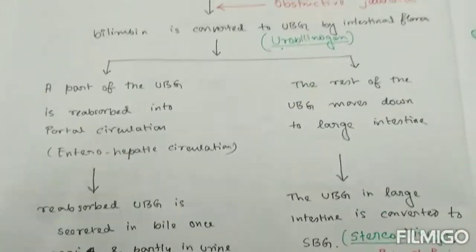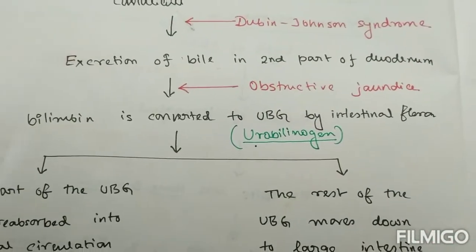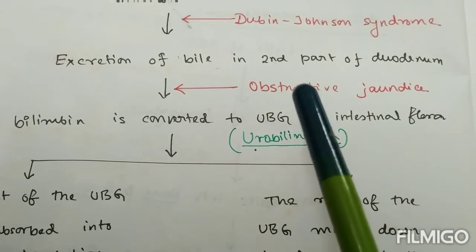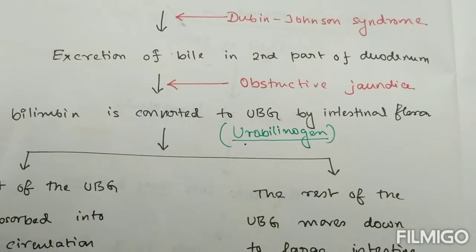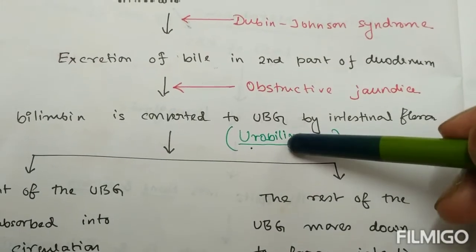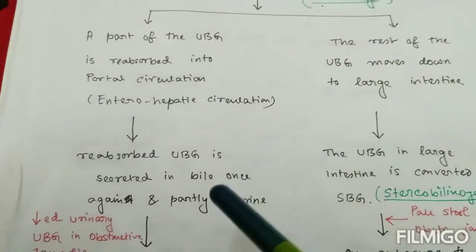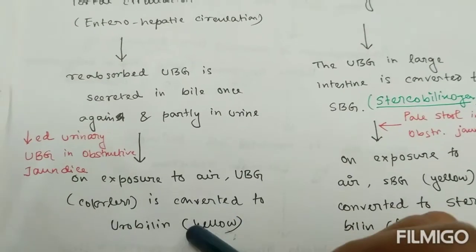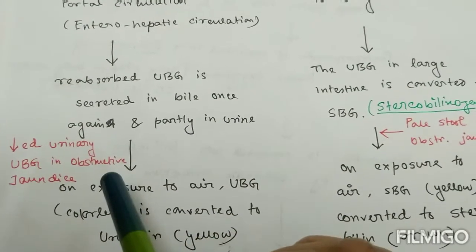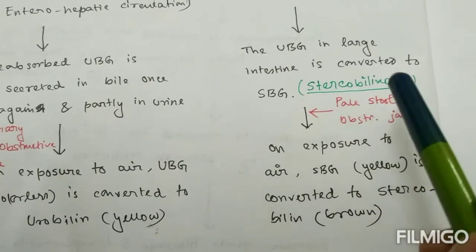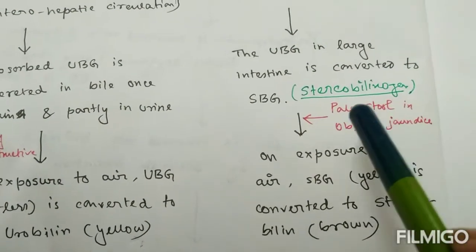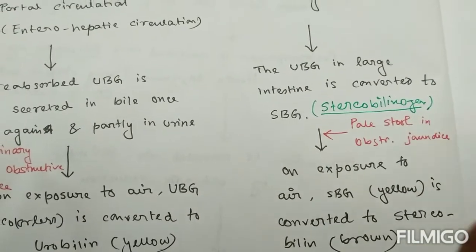If there is any alteration in this pathway, like in obstructive jaundice, bile is not excreted into the intestine. So no urobilinogen is produced and thereby no urobilinogen in urine. So urine will be colorless and no stercobilinogen is produced either. So stool will be pale or clay colored.